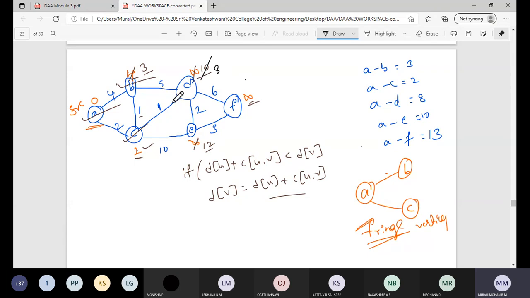So are we having any fringe vertices of the vertex B? No, because it is having A, C, D, but A and C are already selected. So we will not update the distance of that one. Only left out is D and we are updating only that one. Now out of this 8, 12, infinity, you select the minimum. Which is minimum? 8 is minimum. So we will select the vertex D.